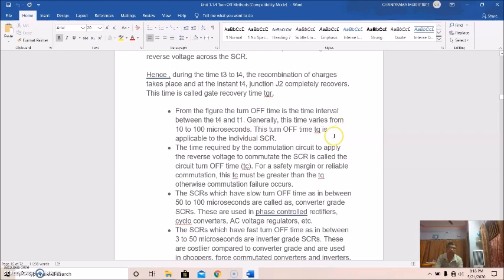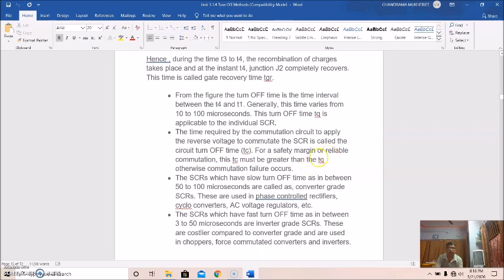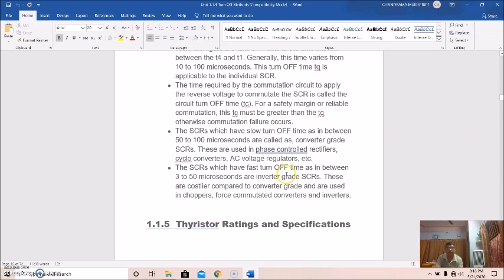The turn-off time TQ is applicable to the individual SCR. The time provided by the commutation circuit to apply the reverse voltage to commute the SCR is called the circuit turn-off time TC. For reliable commutation with a safety margin, this TC must be greater than TQ, otherwise commutation failure occurs.